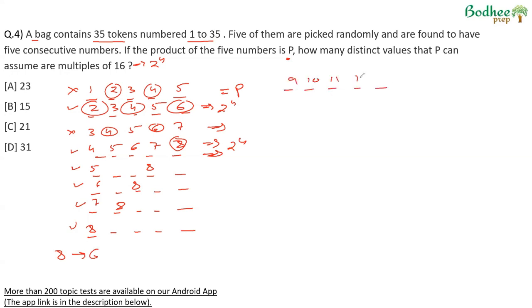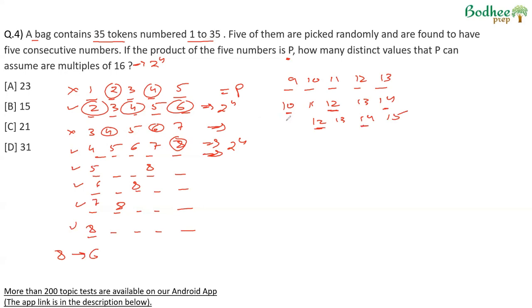9, 10, 11, 12, 13. A similar problem happens. 10, 11, 12, 13, 14. This will be acceptable because we'll have a multiple of 4, a multiple of 2, and a multiple of 2. 11, 12, 13, 14, 15. Again, a multiple of 4 and 2. So this will not be a multiple of 16, just a multiple of 8.